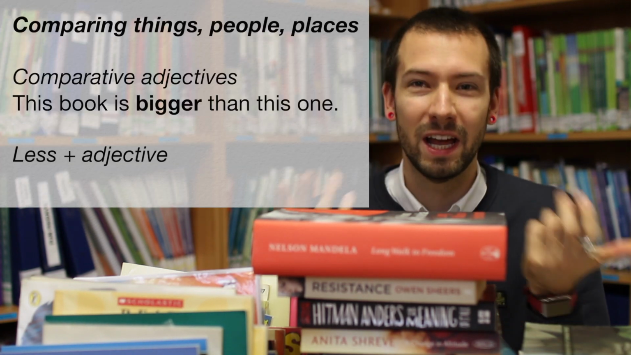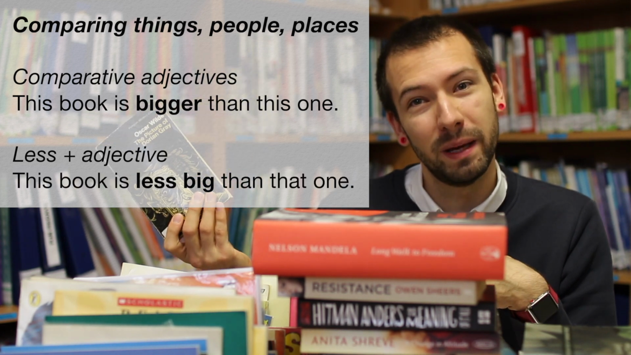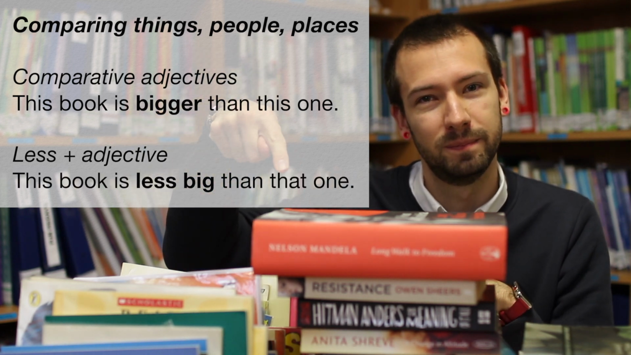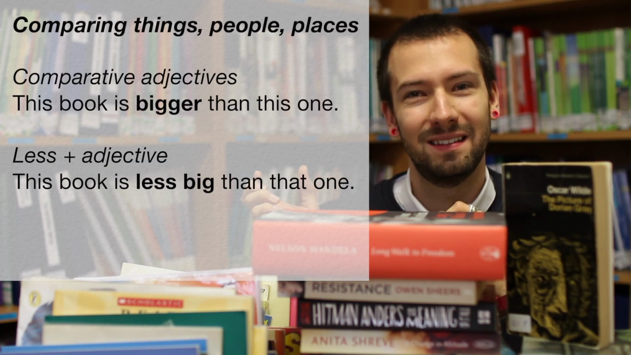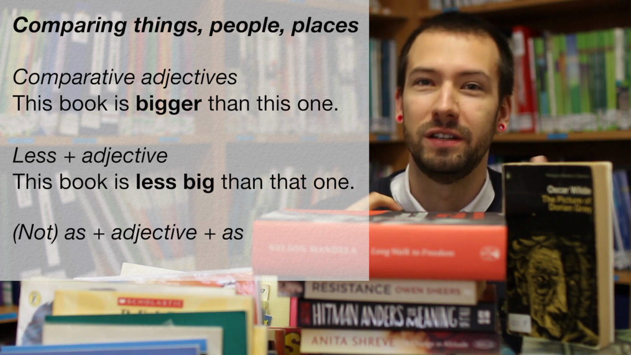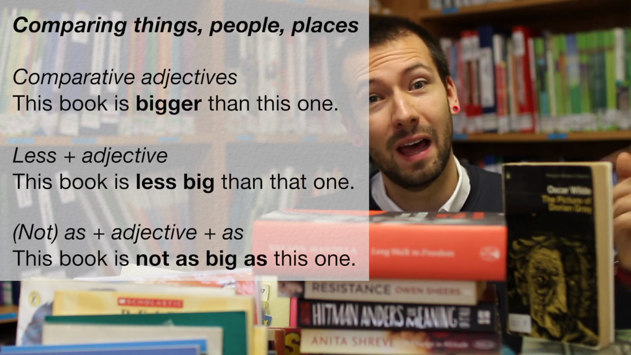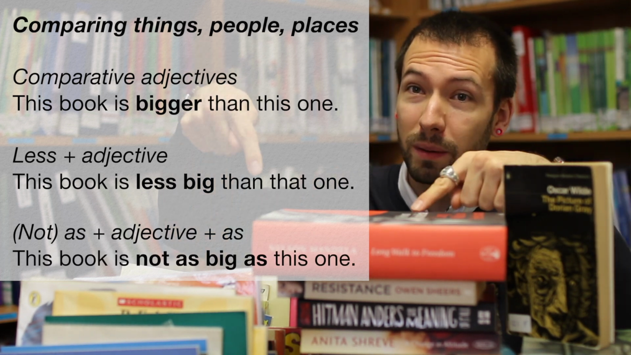The second way is using the word less and an adjective. For example, this book is less big than that one. And the third way is using the expression as adjective as or not as adjective as. For example, this book is not as big as this one.